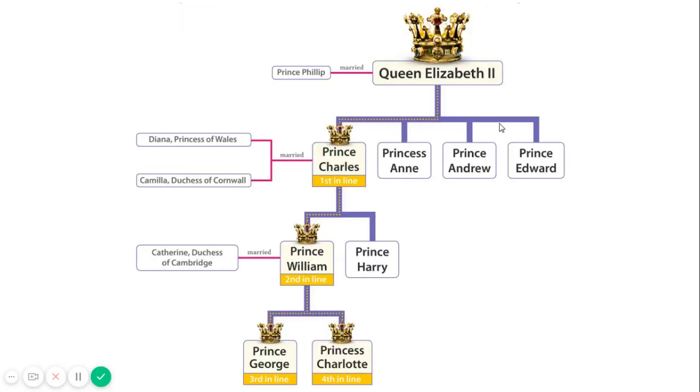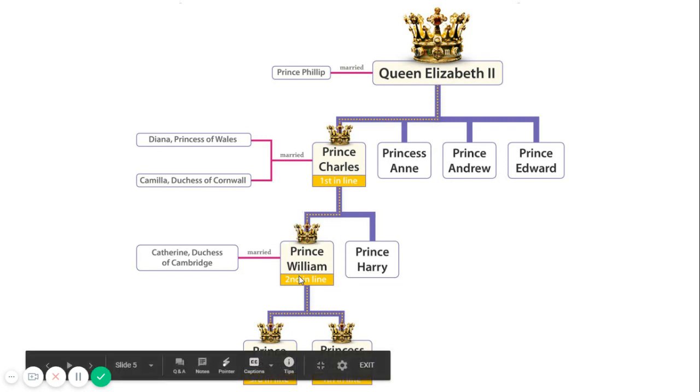So at the top we have Queen Elizabeth married to Prince Philip, and they've had lots of children. They've had 4 children, but their oldest child is called Prince Charles. So when the Queen dies, Prince Charles will become king. And we know they've had 2 children called Prince William and Prince Harry. Now Prince William is the oldest, he's older than Harry, so he will be king after Prince Charles.